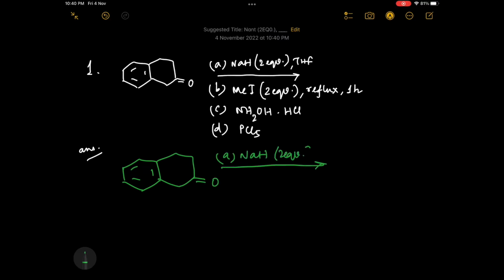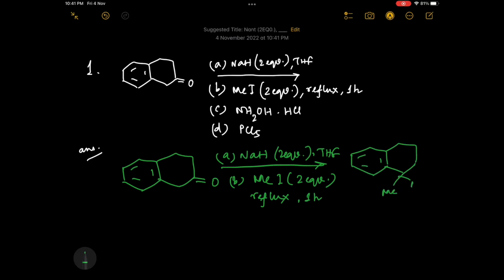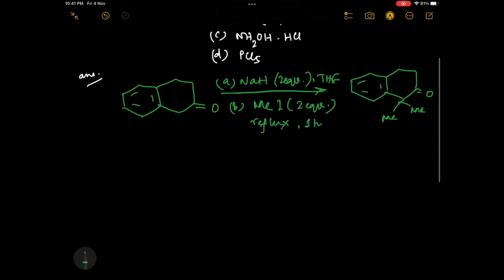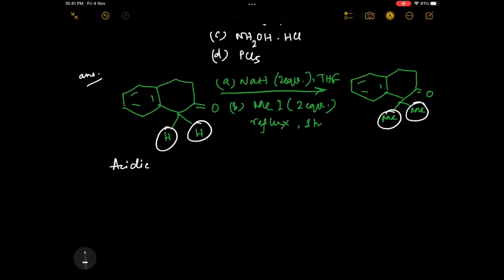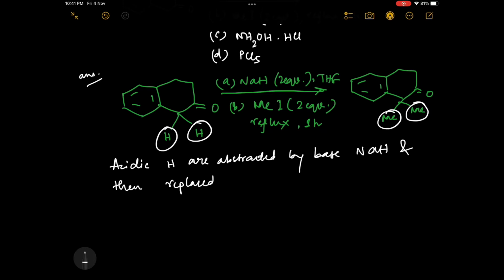So in the first question we have been given a carbonyl reactant, and the first two steps consist of NaH 2 equivalent, which is sodium hydride, which is a base, and methyl iodide 2 equivalent. What this does is it replaces the two H's that are present adjacent to the carbonyl and the phenyl moiety, which are the acidic protons, by methyl, which is supplied by MeI. So these are the acidic H which are abstracted by the base, which is the NaH, and then the methyl iodide supplies the methyl and replaces them.